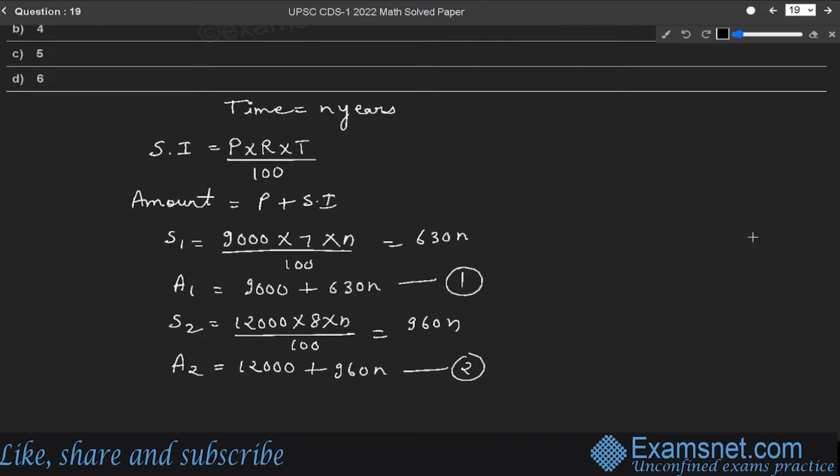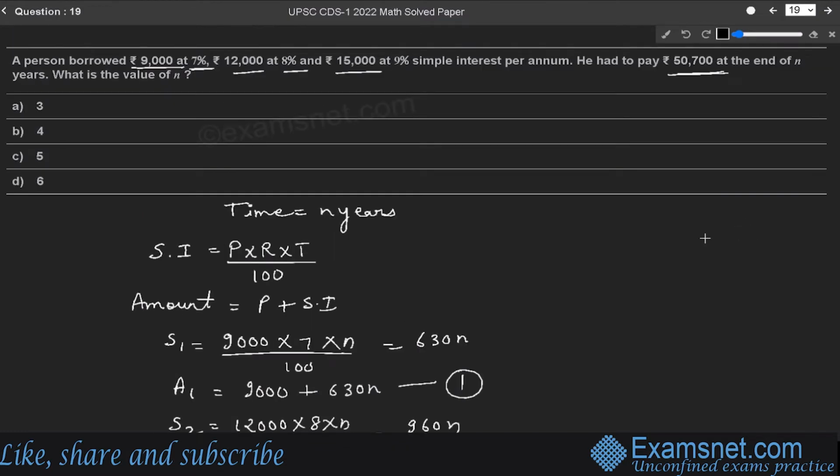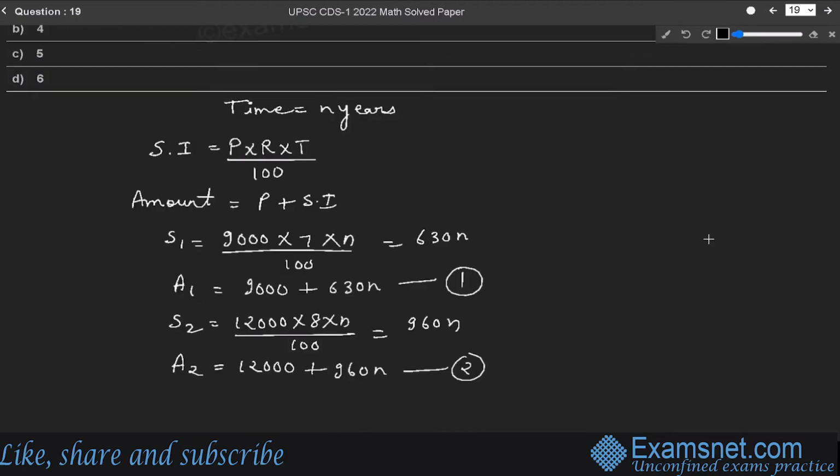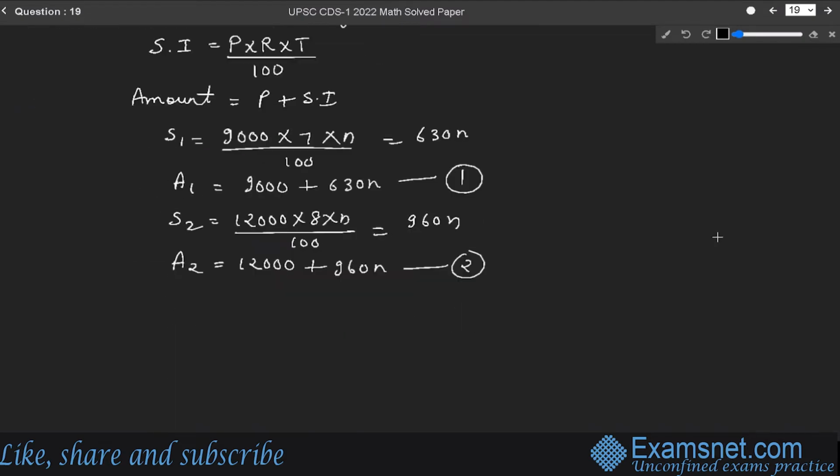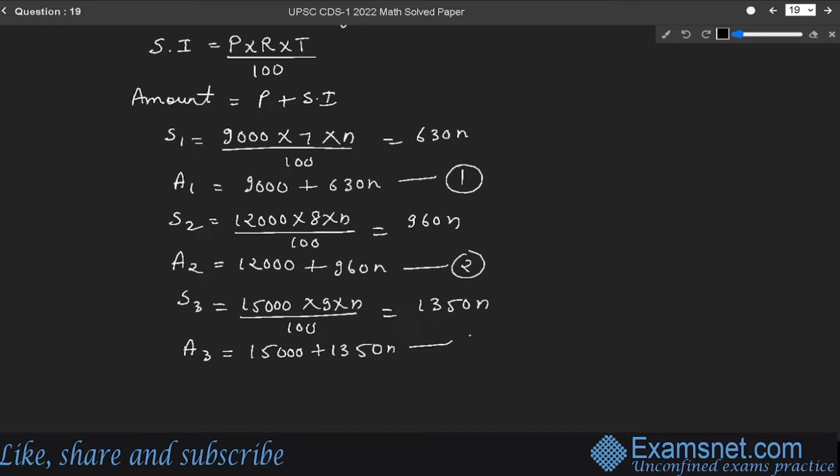Now there is one more thing, which is 15,000 at 9%. So finding simple interest and amount for that, it will be 15,000 into 9 into n upon 100, which is equal to 1350n, and the amount for this will be 15,000 plus 1350n. Let this be equation number 3. So in this way we have found the simple interest and amount for all the given principal, rate and time.